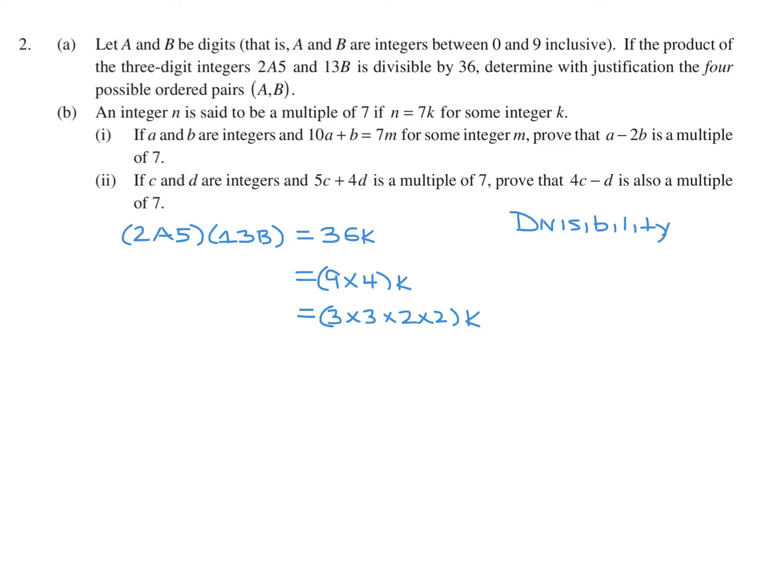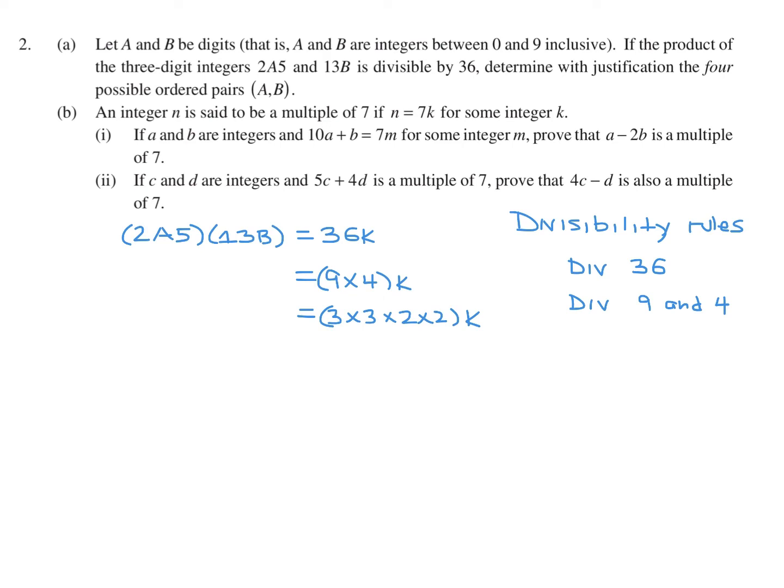Divisibility rules. There are many of them, but the one in particular that we'll use here is that if something is divisible by 36 in this case, then obviously it's divisible by 9 and 4. That's pretty obvious. So that means one of these is divisible by 9 and the other one is divisible by 4.